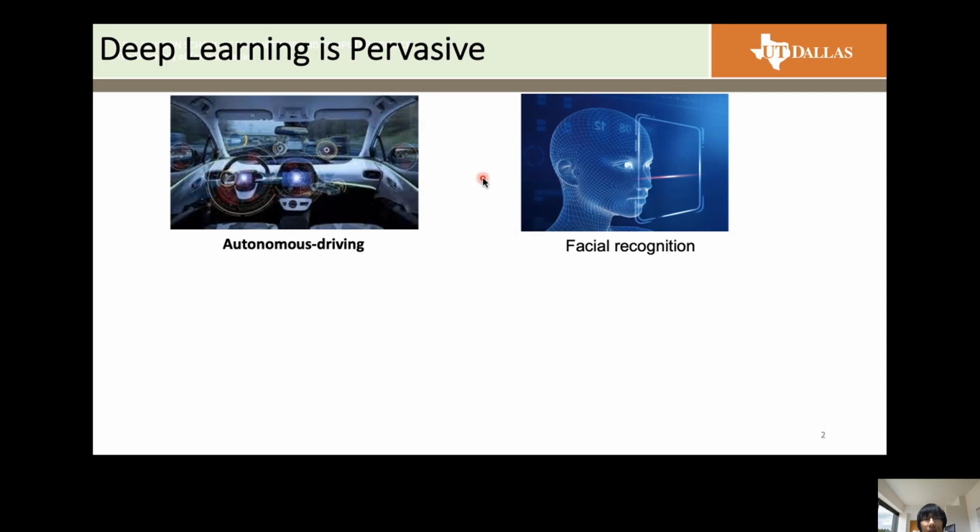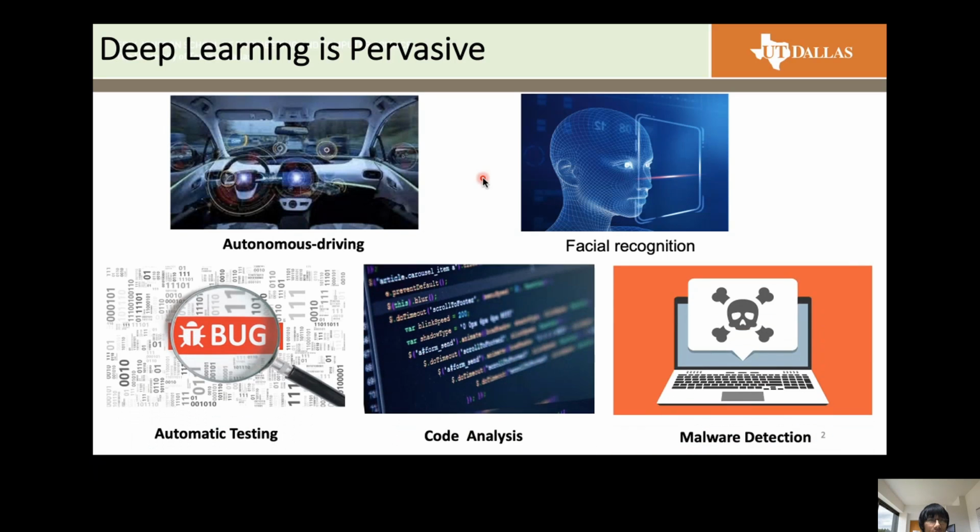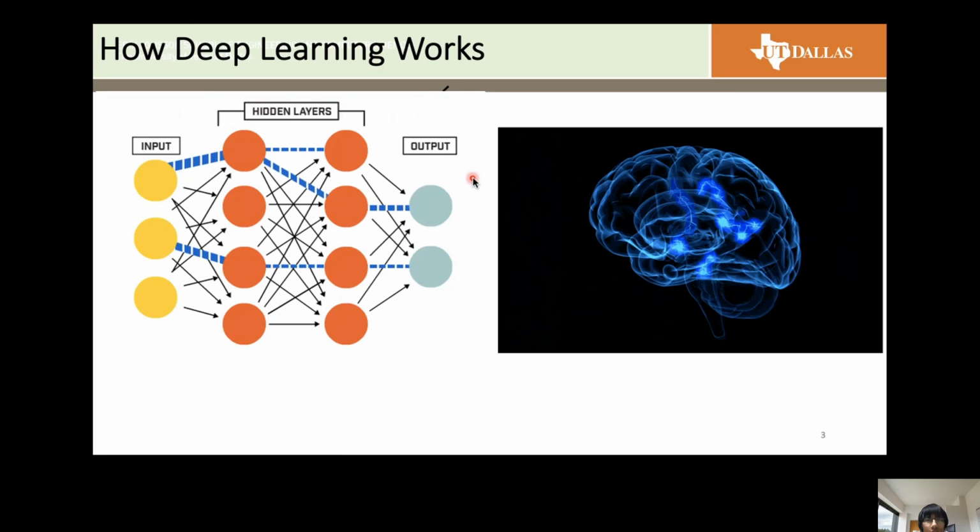Today, deep learning is pervasive in our daily lives. Researchers have applied deep learning techniques for automatic testing, code analysis, and malware detection. Let's first review how deep neural networks make decisions. Deep neural networks apply nonlinear activation function to simulate the neurons in the human brain. The combination of thousands of the nonlinear neurons in the neural network enable it to make complex decisions.